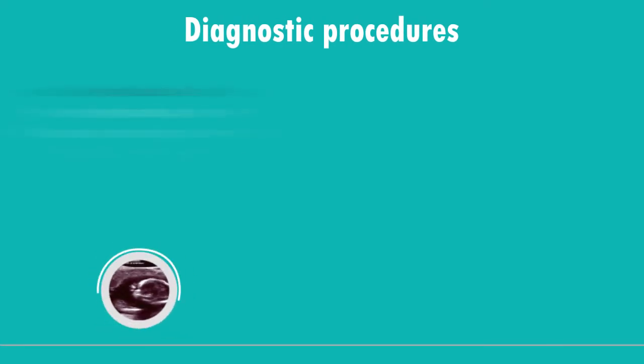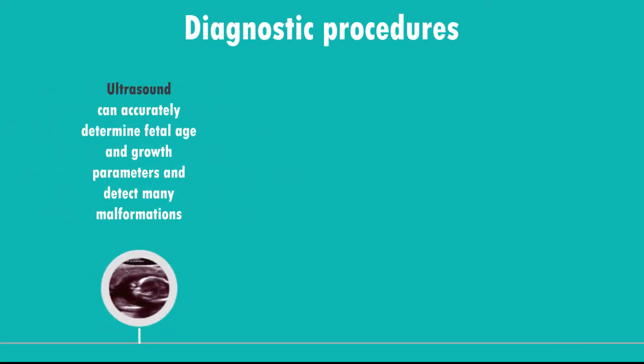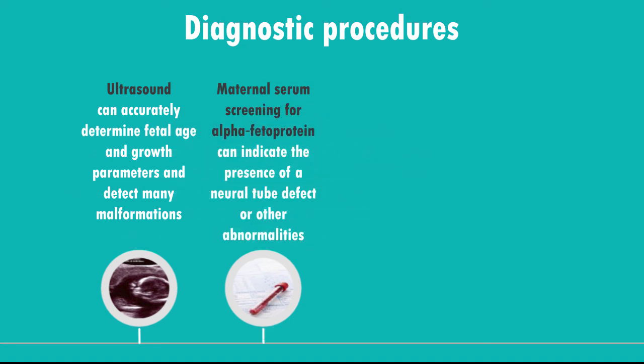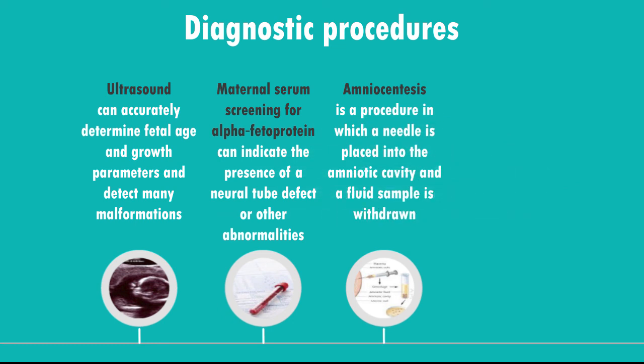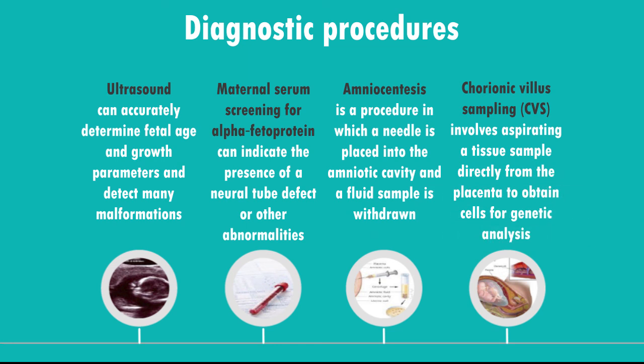Diagnostic procedures. Ultrasound can accurately determine fetal age and growth parameters and detect many malformations. Maternal serum screening for alpha-fetoprotein can indicate the presence of a neural tube defect or other abnormalities. Amniocentesis is a procedure in which a needle is placed into the amniotic cavity and a fluid sample is withdrawn. Chorionic villus sampling, CVS, involves aspirating a tissue sample directly from the placenta to obtain cells for genetic analysis.